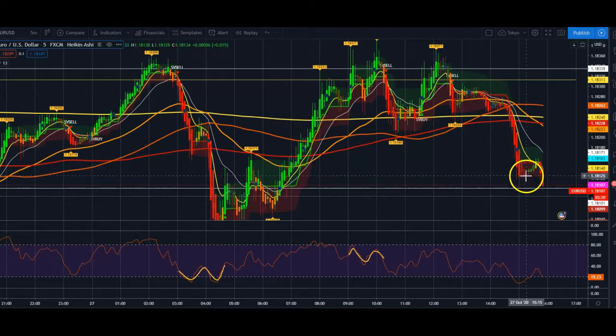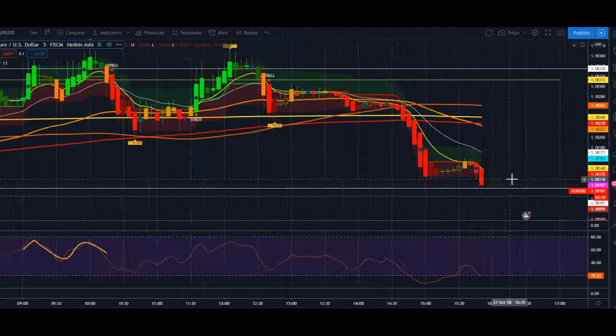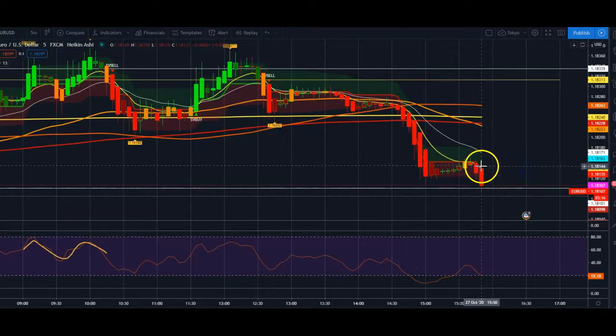As you can see here, let me blow this up for you. Look at that 9 EMA. We're riding that line. We're riding that 9 EMA. Just ride it all the way down, right?